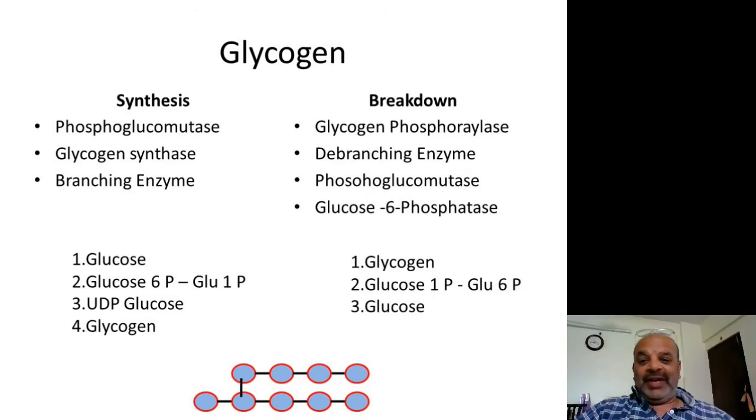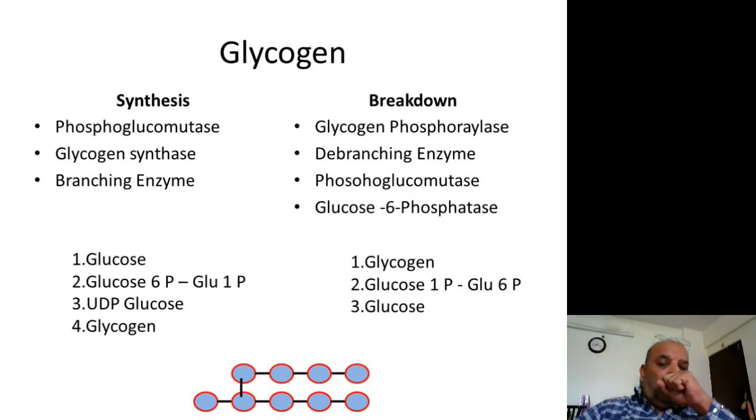When you look at the breakdown, you start with glycogen. The enzyme that is required is glycogen phosphorylase. Glycogen phosphorylase is going to break the 1,4 linkages for you. Then comes the debranching enzyme. That is where you have glucose 1 phosphate being produced, which has to be converted into glucose 6 phosphate with the help of phosphoglucomutase. And in the end, glucose 6 phosphate is converted to free glucose because of glucose 6 phosphatase. So this is the basic idea.